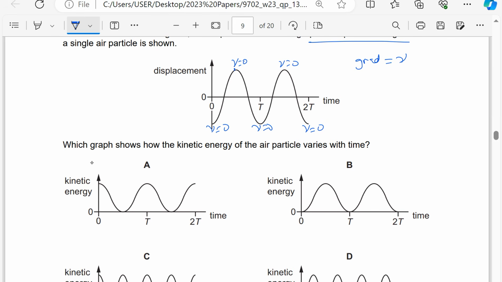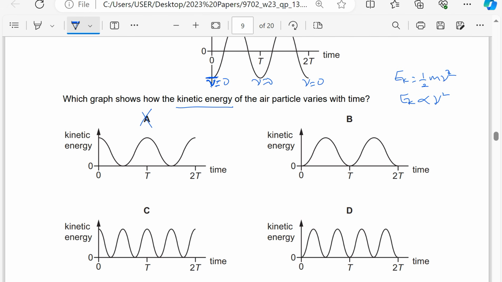So which graph shows how the kinetic energy varies? Remember, kinetic energy is equal to half mv squared. So kinetic energy is directly proportional to the speed squared. When the speed is 0, the kinetic energy is 0. So at t equals 0, the speed is 0, because we see that the tangent here is a horizontal line. So v here is 0 at t equals 0. So the graph should start from the origin. The kinetic energy is initially 0. So this is wrong because it's showing at t equals 0, kinetic energy is not 0. C is also wrong because at t equals 0, kinetic energy is not 0. So we have to choose between B and D.